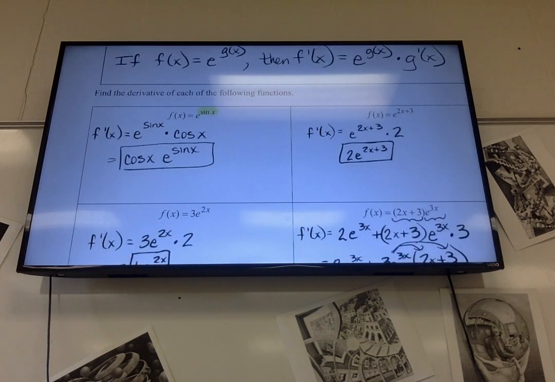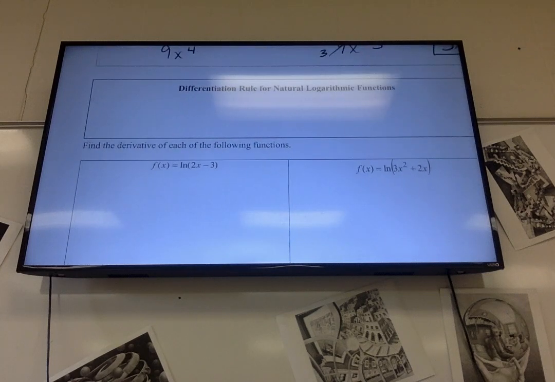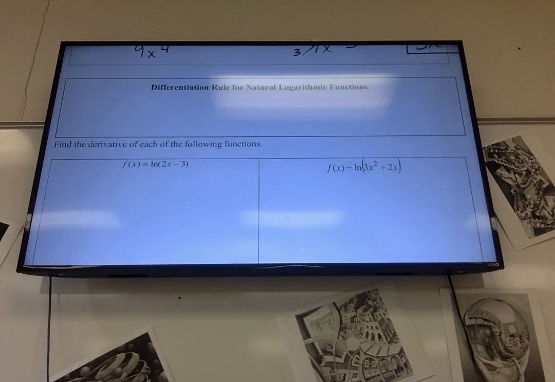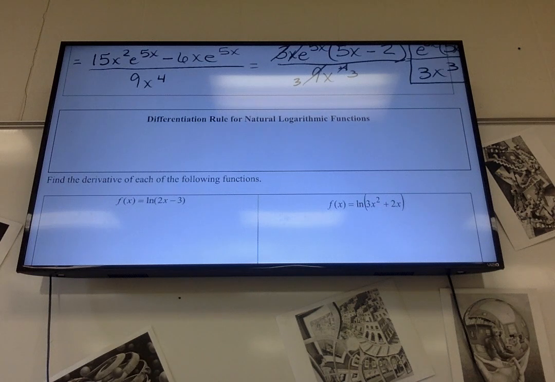We finished the e's, but we got to now the natural logs. So there's a differentiation rule for natural logs. If f of x equals the natural log of something, we'll call it g of x, then f prime of x is equal to the derivative of g of x over g of x.